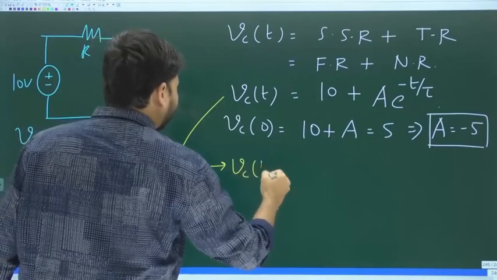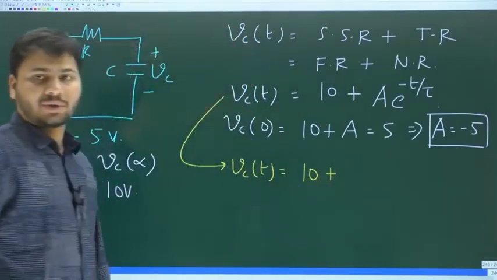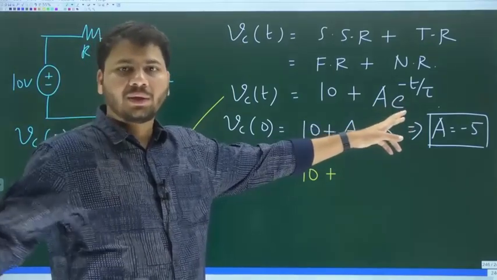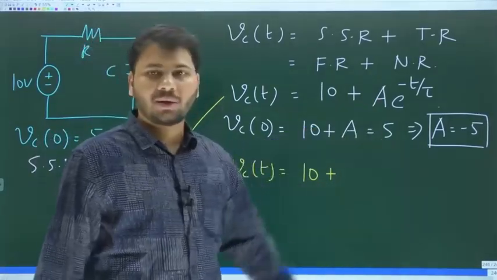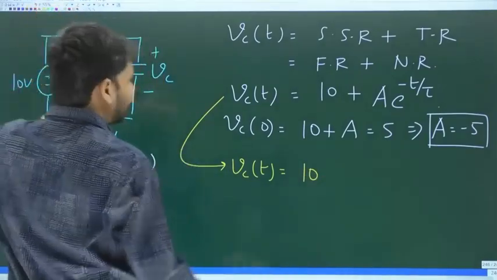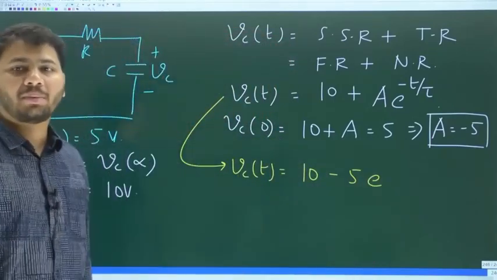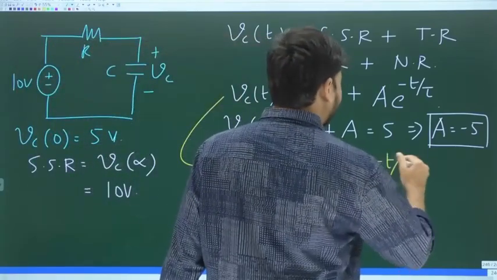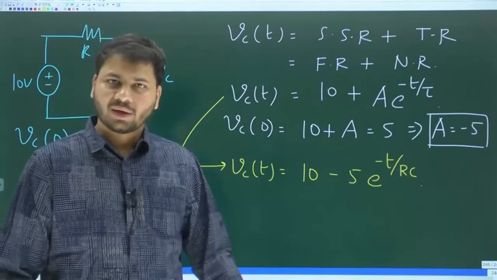Now come back to the expression for Vc of t. The first term is 10, which is the forced response. The second term is A times e power minus t by tau, which is the decaying part of the response, or the transient response, and A is minus 5. So if in place of A you write minus 5, won't you get the exact same result that we got previously by using the final-initial formula, 10 minus 5 e power minus t by tau? Let me write RC in place of tau. Is this approach clear?